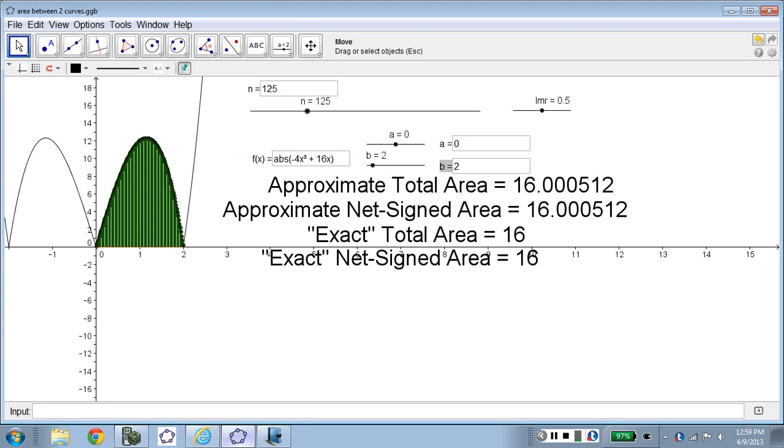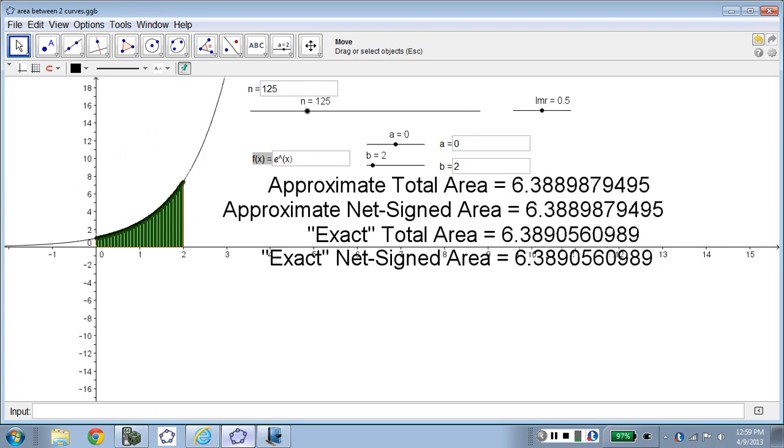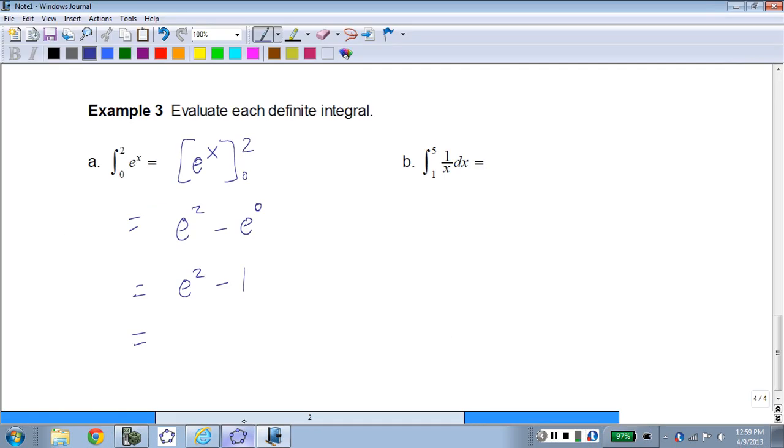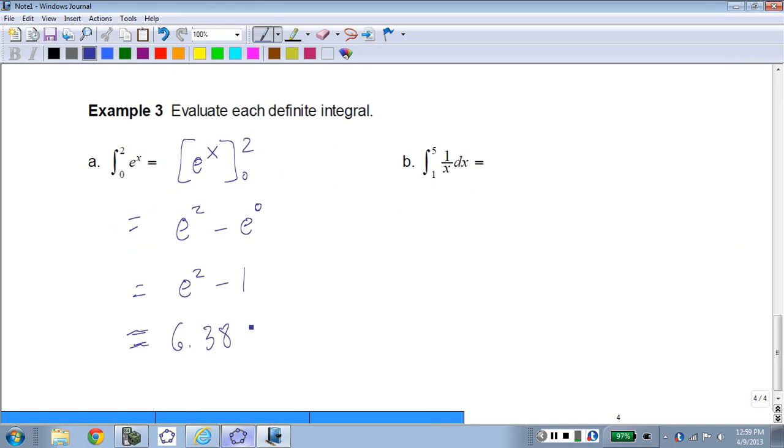It's kind of curious because I don't know where the second curve will be. Fortunately, it doesn't matter. If I just put in e to the x and integrate between 0 and 2, e squared minus 1 is about 6.389. So squiggles, 6.389. Integral from 1 to 5 of 1 over x.